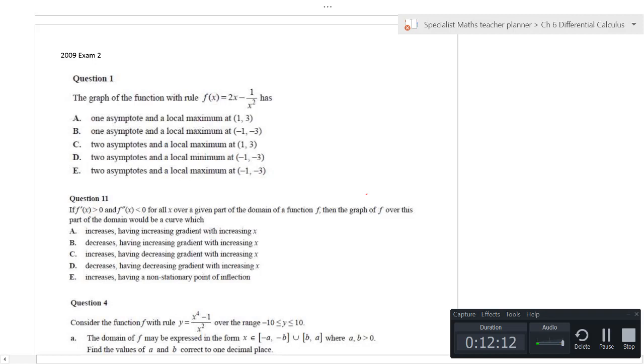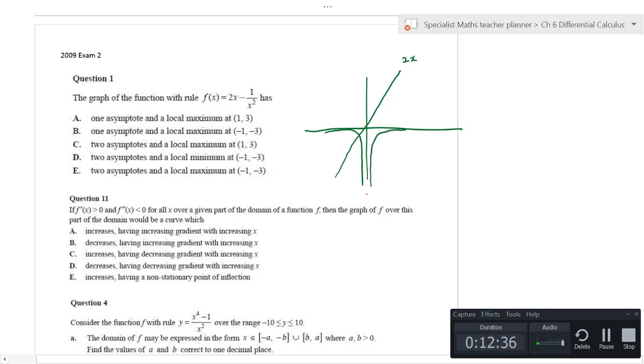The graph of a function 2x minus 1 on x squared. First of all, let's have a look at this. What does it look like? Well, first of all, 2x is sort of like one with a decent sized gradient of 2. Okay, so that's 2x. And then minus 1 on x squared is going to look something like this, isn't it? Would you agree?